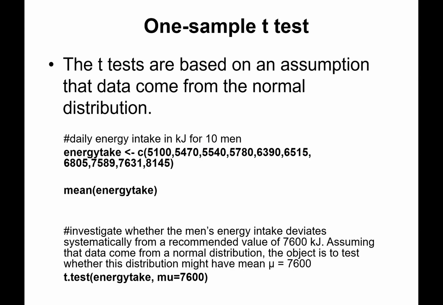Basically, we want to test if there is any difference between the mean value of our sample group and the population level. So we can assume this data come from a normal distribution. Then our objective is to test whether this distribution has this mean value. So we can use the t-test to do that.